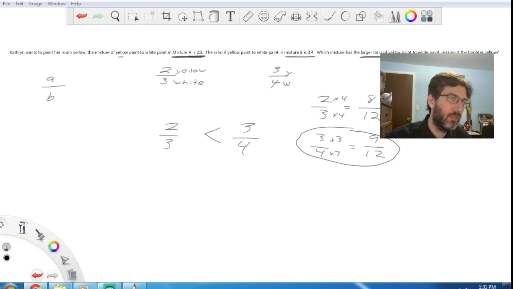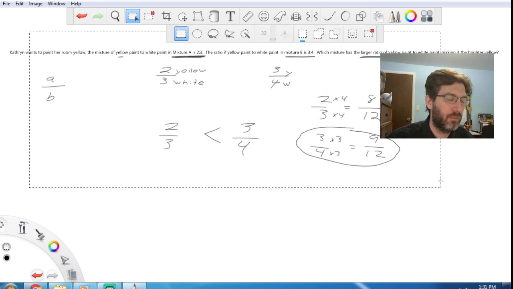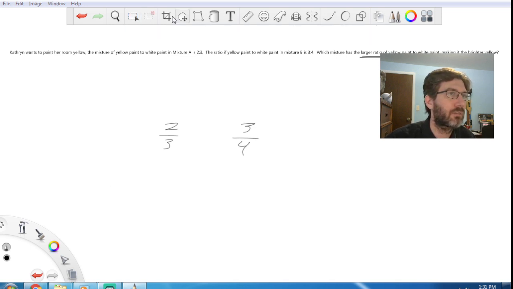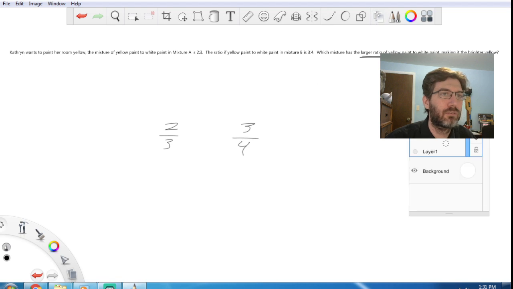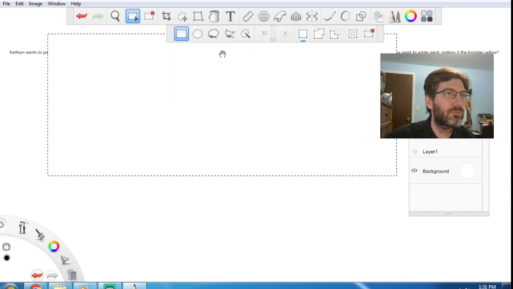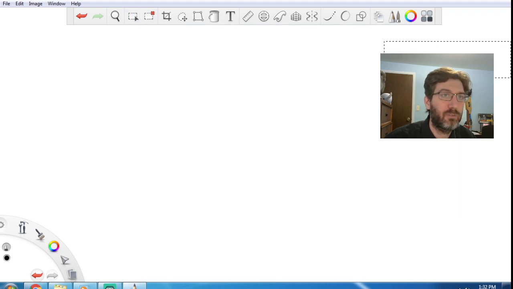Other ways that you can do this, besides by making a table and all that, get rid of all this. Oh, that's another layer. And of course that deletes the text too. Basically I'll just rewrite the problem in my own words here until I figure out my sketchpad.